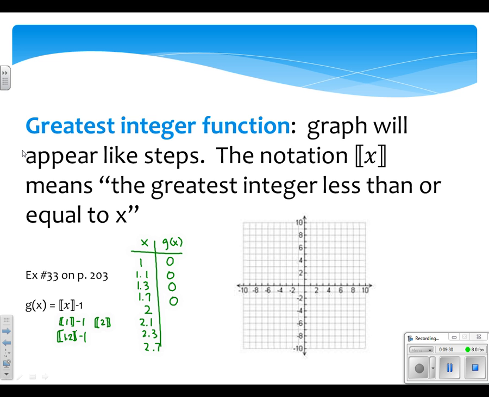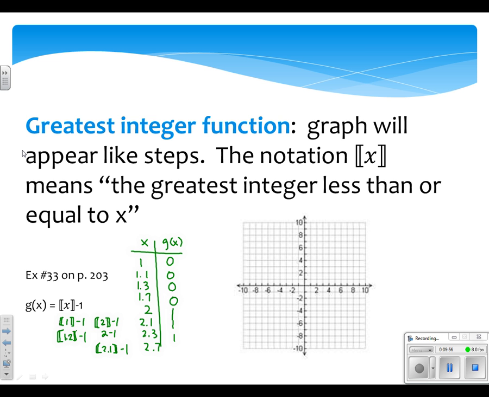What's the greatest integer less than or equal to 2? Well, that's going to be 2 itself, minus 1. I get a value of 1. Now put a 2.1 in. Maybe you're starting to guess what's going to happen here. The greatest integer less than or equal to 2.1 is 2. I subtract 1 again, and I'm going to get another value of 1 as an output.